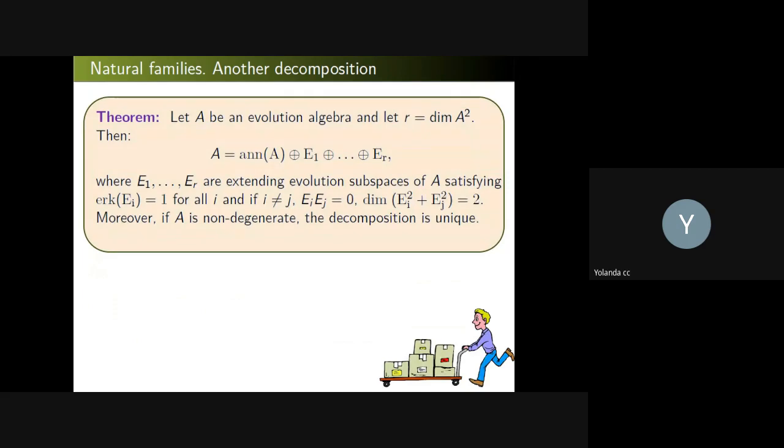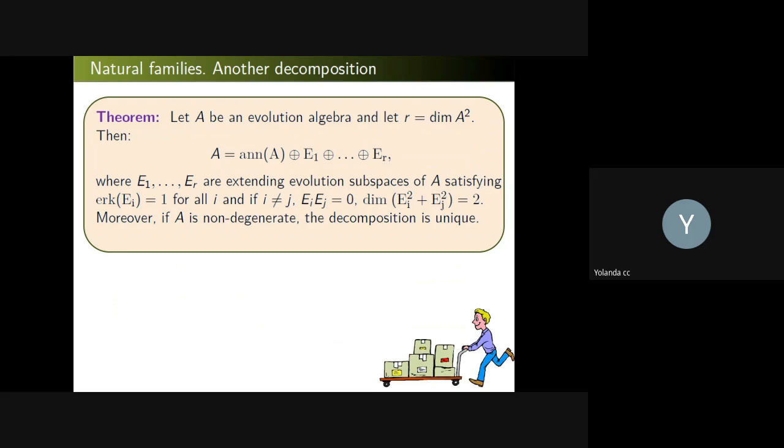Here we have another decomposition in terms of extending evolution subspaces. In this case, we have a family of subspaces, not necessarily subalgebras, generated as a vector space by elements of the natural basis, such that they have evolution rank 1. If you choose two elements of different subspaces, then their squares are linearly independent. That is, the dimension of ei squared plus ej squared is equivalent. Moreover, if the evolution algebra is non-degenerate, this decomposition is unique.